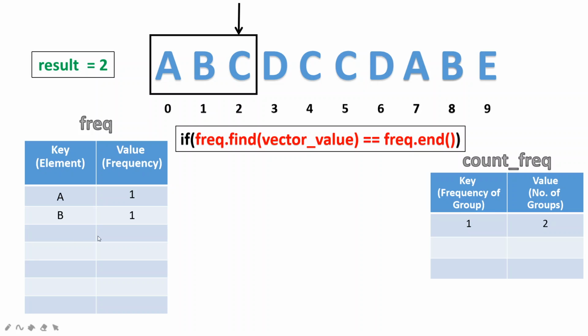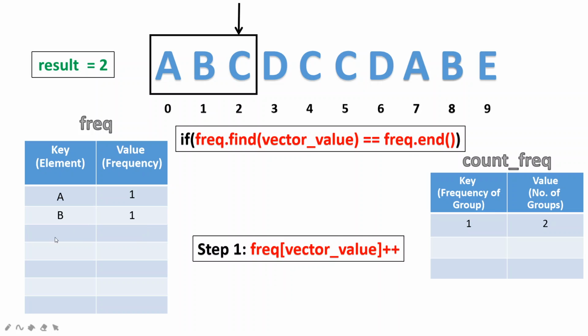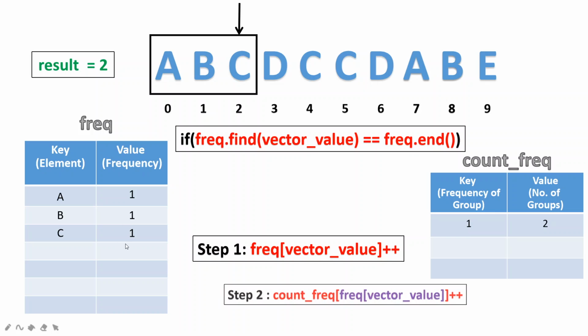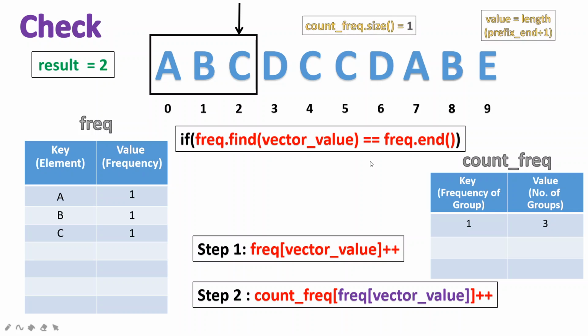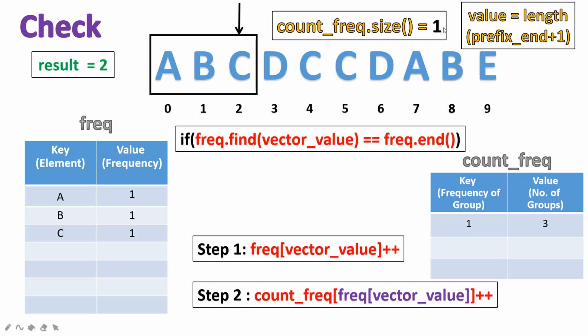The first thing that we'll check is whether it's present or not. It's not, so we'll create a new element. That is step 1, creating a new element, and using the same value, we'll update the corresponding value over here, 2 becomes 3, and we need to check now because we are done with updating count frequency. So yes, it does satisfy. Count frequency size is equal to 1, and the value is equal to length. So we'll update the result.